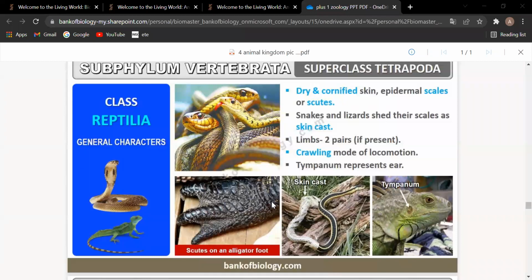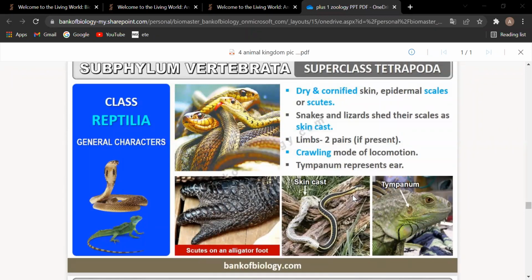Limbs, 2 pairs if present. Crawling mode of locomotion. Tympanum represents ear, so even they are going to have tympanum. ये देखो. We say it is casting the skin. It's called a skin cast. You can see a translucent type of skin left over after that snake has come out through it. You know this? The snakes are generally going to cast the skin every year. At least once in a year it casts the skin.